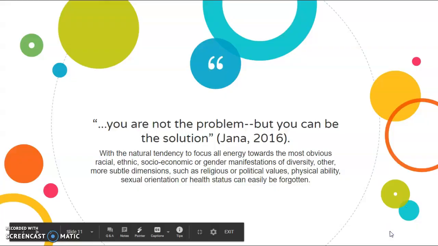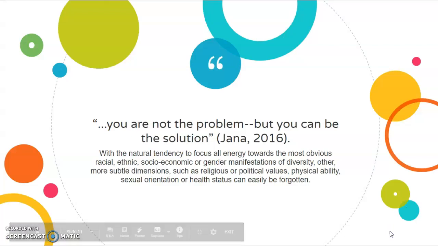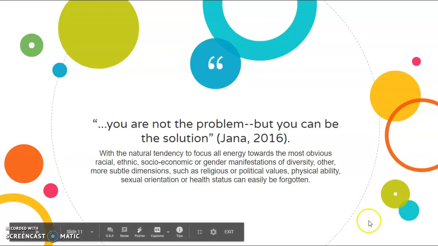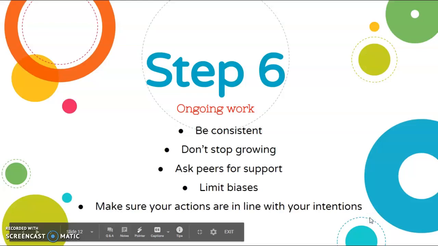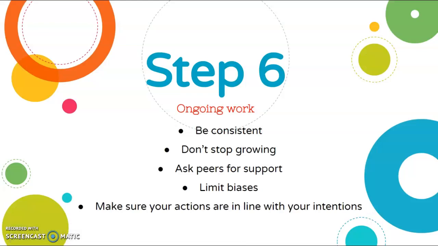The last step, you are not the problem, but you can be the solution. With a natural tendency to focus all energy towards the most obvious racial, ethnic, social, economic, or gender manifestation of diversity, other more suitable dimensions such as religion or political values, physical abilities, sexual orientation, or health status can easily be forgotten. We cannot do that. Step 6, ongoing work. Be consistent, don't stop growing, ask peers for support, limit your biases, and make sure your actions are in line with your intentions.